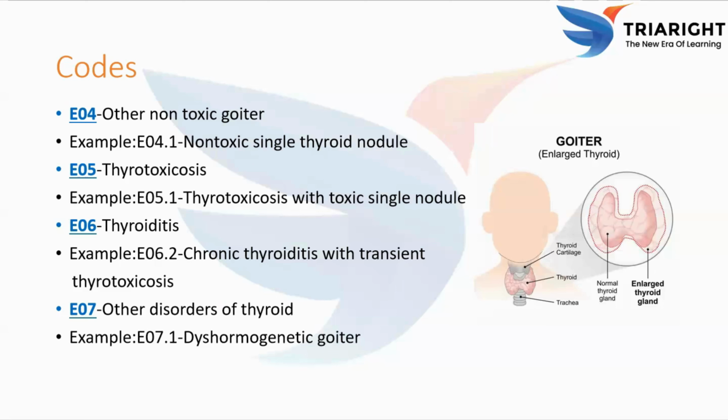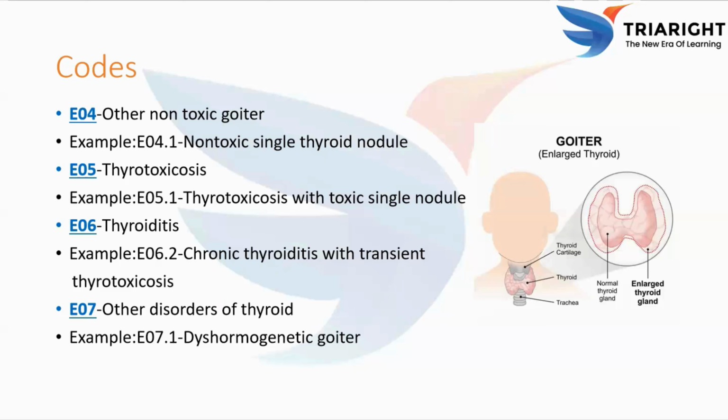So what are the causes of thyroiditis? Formation of the nodules or inflammation, right? This thyroiditis can be acute, short term, or chronic, long lasting. Sometimes it temporarily causes thyrotoxicosis before becoming hypothyroid, or low hormones. For example, E06.2, chronic thyroiditis with transient thyrotoxicosis.